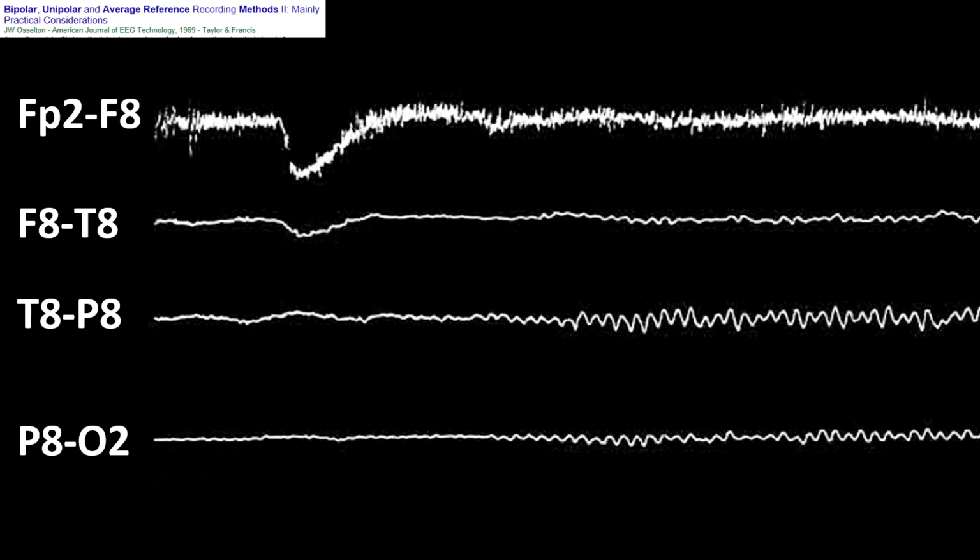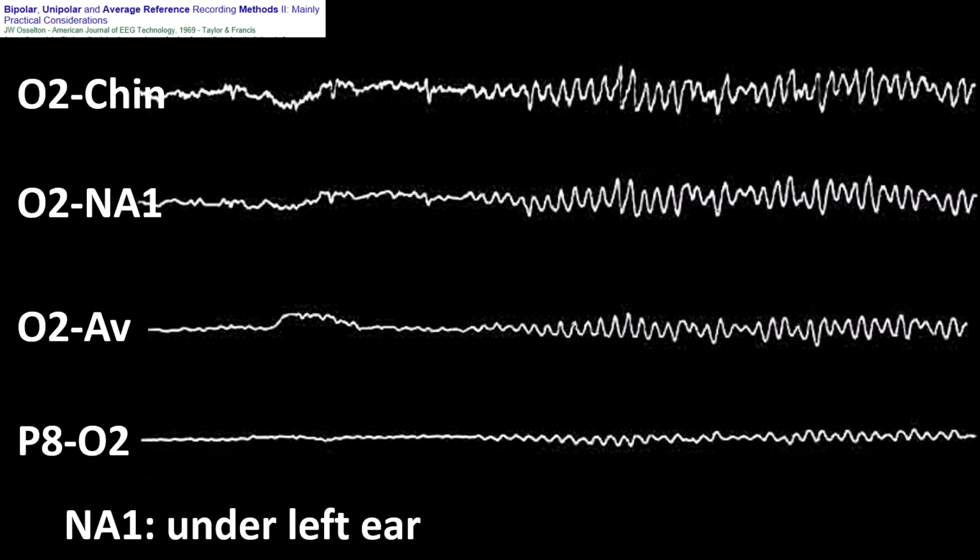Here, with a bipolar montage, the activity is significantly lower in amplitude, and the highest amplitude is not present in the occipital channel. In this frame, I have compiled all four occipital channels, that is, right occipital activity, to be viewed at the same time. As you see, I have used different montages or different derivations in order to make sure that you can appreciate the difference.